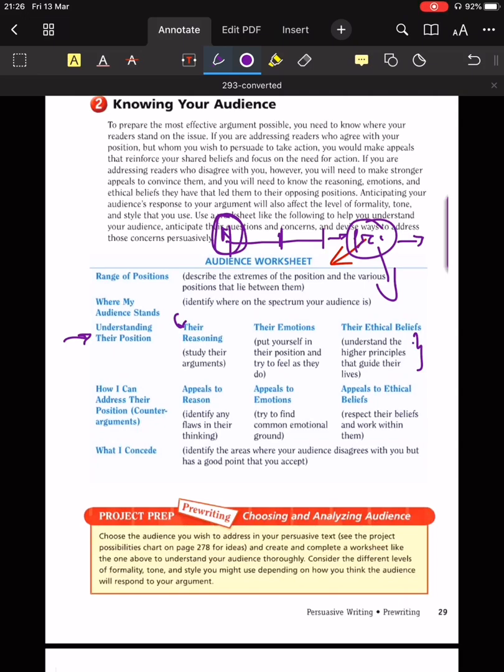Now, remember that I need to address all of these later on. So how do I address them? This is number 4. How do I address their position? First of all, I have to appeal to the reason. What are the flaws in thinking that wearing a uniform or not wearing a uniform to school? What are, let's say, the faults in that?